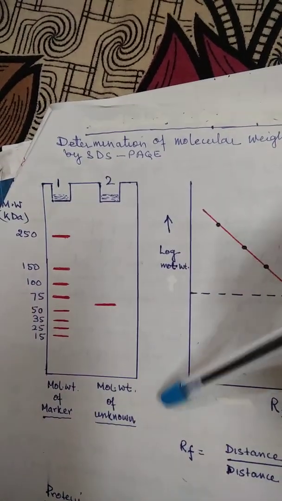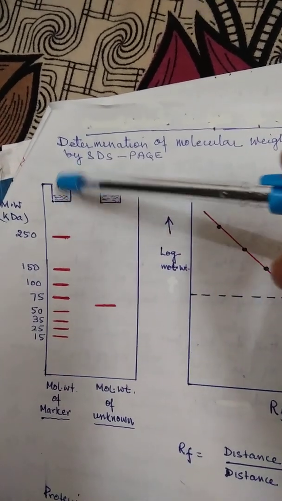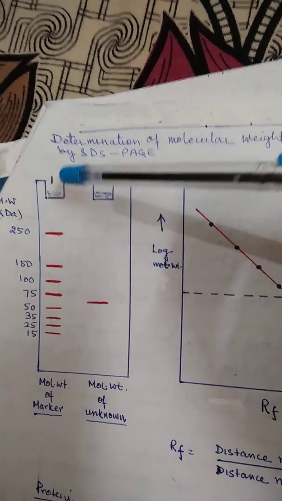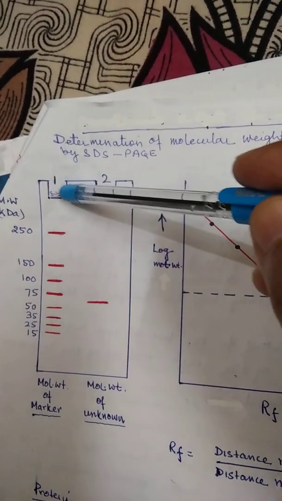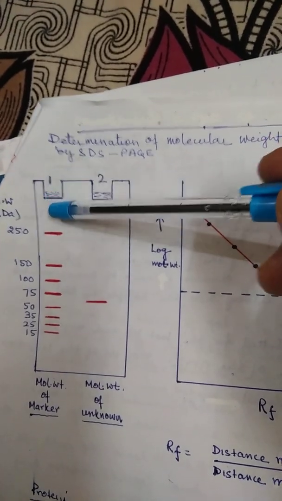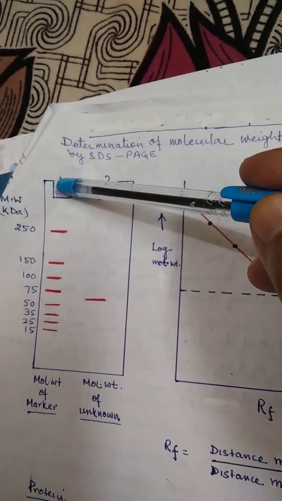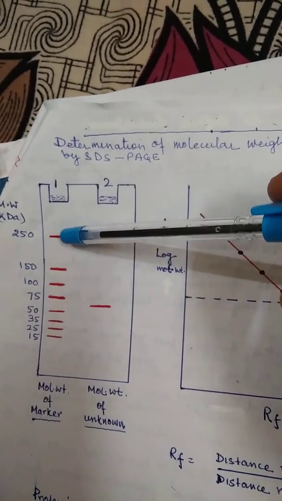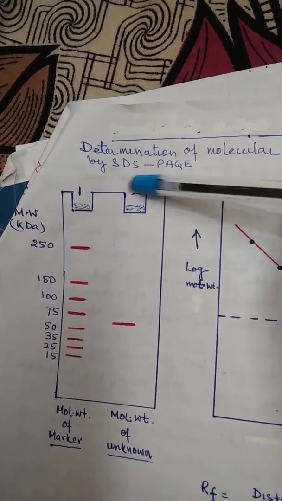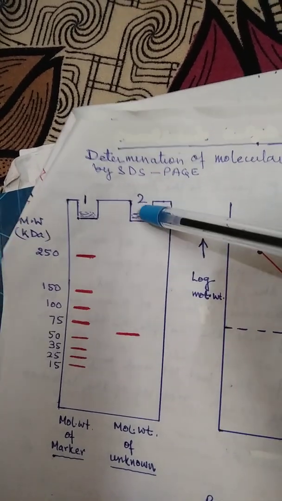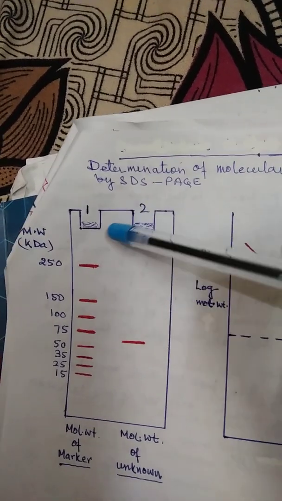Suppose this is the gel, polyacrylamide gel, then these are the two wells. In well 1, a mixture of proteins of known molecular weights is loaded. These proteins of known molecular weight are known as marker protein or marker. And in the second well, protein of unknown molecular weight is loaded.